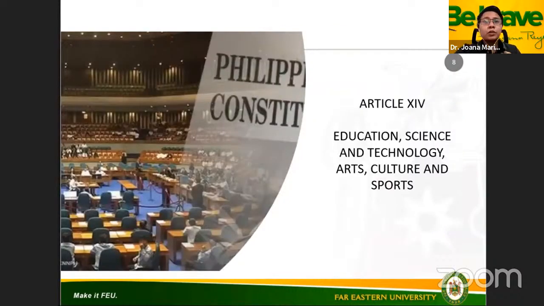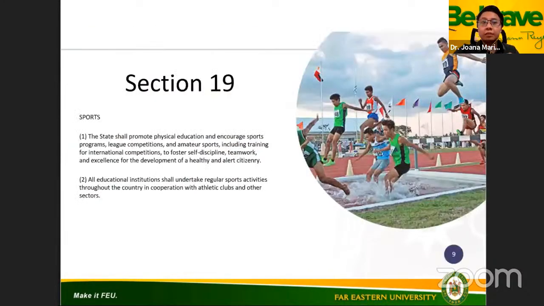Okay. So, for the Philippine Constitution, Article 14, Education, Science, and Technology, Arts, Culture, and Sports, Section 19, Paragraph 1, the state shall promote physical education and encourage sports program, league, competition, and amateur sports, including training of international competition to foster self-discipline, teamwork, and excellence for the development of a healthy and alert citizenry.